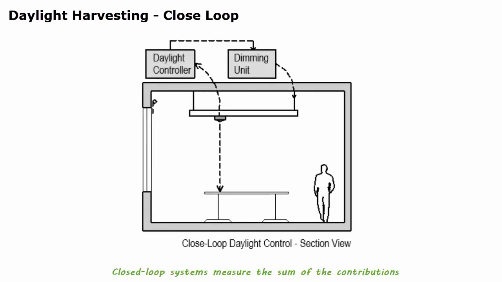Closed-loop daylight harvesting systems measure the sum of the contributions from both daylight and electric light sources directly at the work surface, then adjust lighting output to maintain the illumination needed for the task. The closed-loop systems see the results directly and make adjustments based on the feedback, which makes this a closed loop. The primary advantage of the closed-loop system is that it measures the actual light level at the task surface. Therefore, it is able to make a correct judgment even if users close the blinds or take other unpredictable actions.